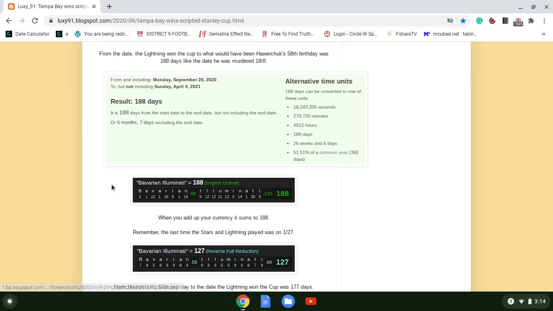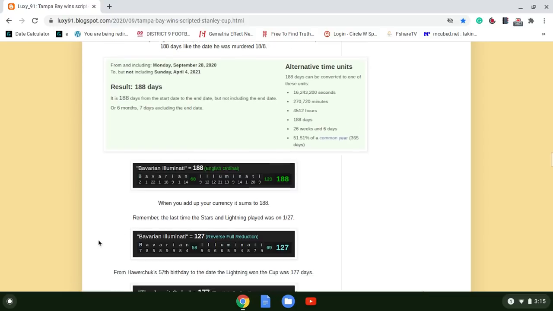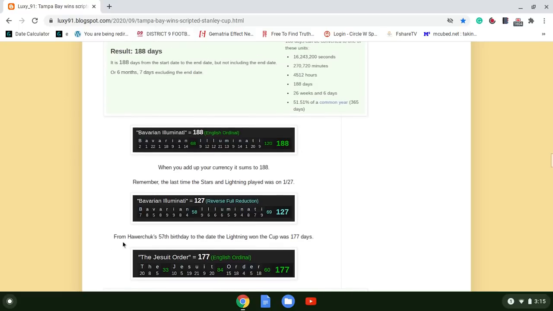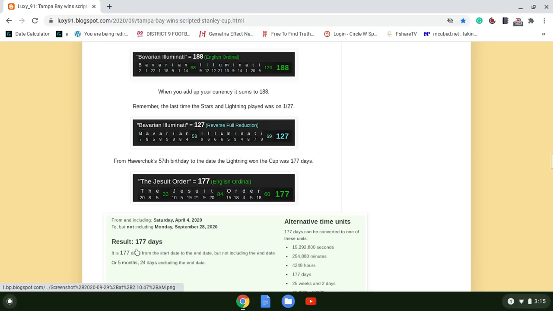The Bavarian Illuminati, they're part of the Jesuit Empire. They're all in bed together. So remember, the last time the Stars and Lightning played was January 27th. 1/27, like how Bavarian Illuminati's 127. So from Hawerchuk's 57th birthday to the date the Lightning won the Cup was 177 days, like the Jesuit order.